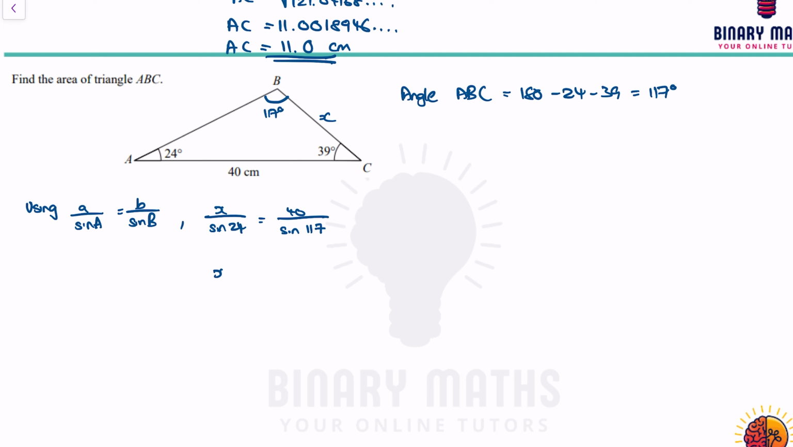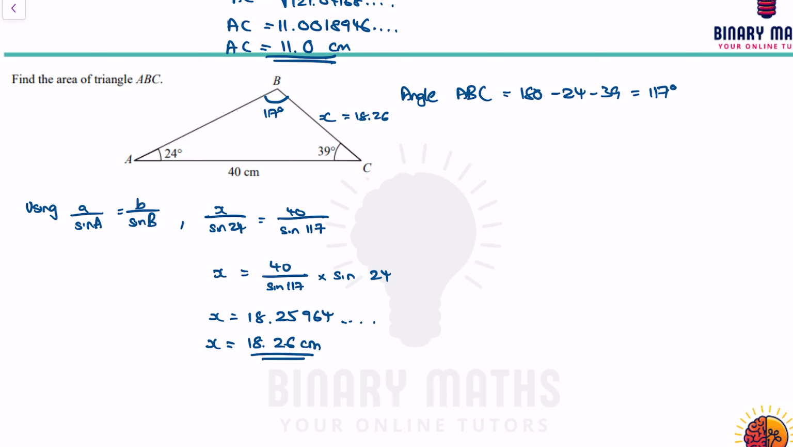If I rearrange it, I get x must be equal to 40 over sine 117 times sine 24, which means x must be equal to 18.25964, which means x must be equal to 18.26 centimeters. So x is equal to 18.26 centimeters. Now, because I have two lengths and an angle in between, I can use the area of a triangle rule.